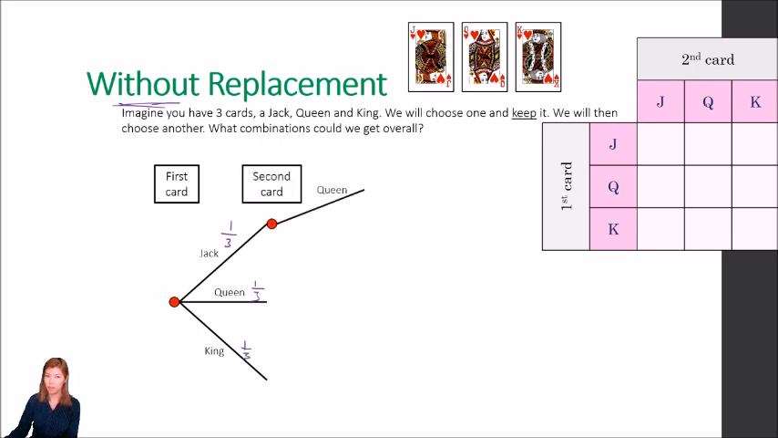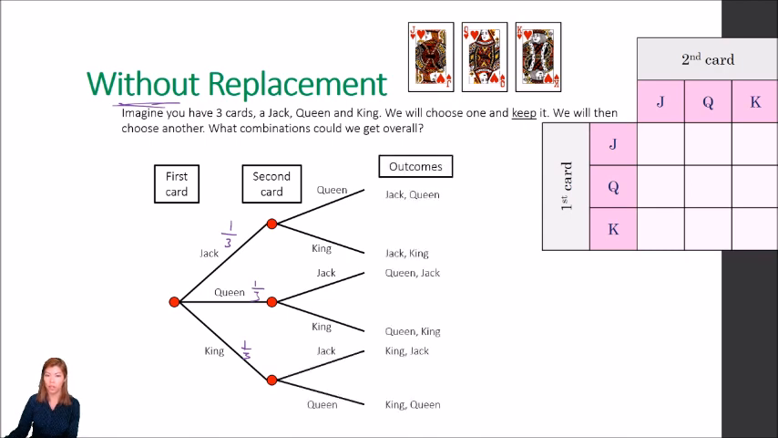Now, in the second event, we only have queen and king if we pick the jack. If we pick the queen, we only have jack or king. And if we pick the king, we only have jack or queen. So the probability for these would be different. It will be only a half, because we now have 2 choices. So a half, a half, a half, a half, a half. Now we can have 6 outcomes, so any of these has an equal opportunity of 1/6.